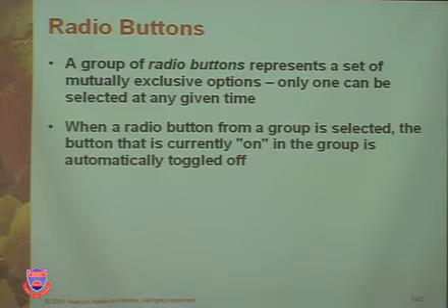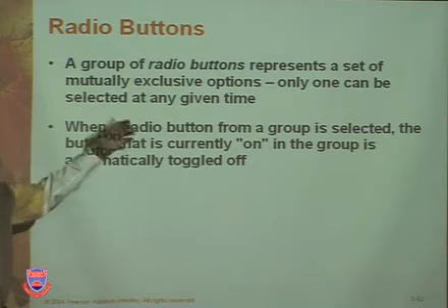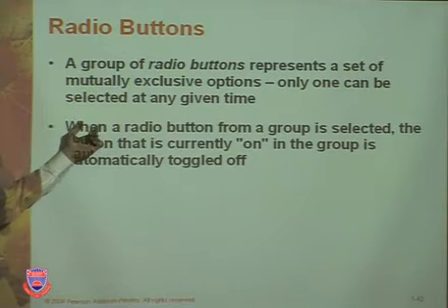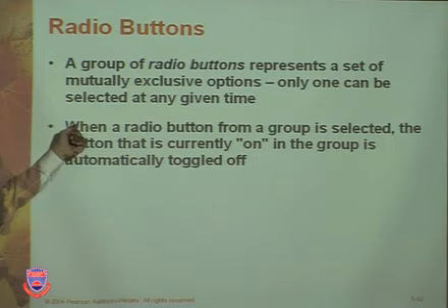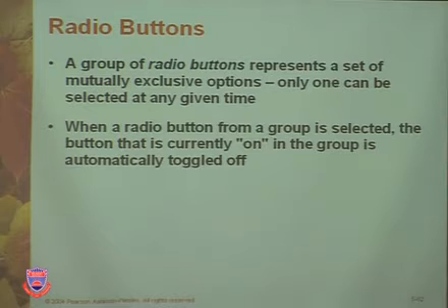Radio buttons. You can use radio buttons to represent a set of mutually exclusive options. What does mutually exclusive mean? You have to select either one of them. They cannot be active at the same time. If one of them is selected, you cannot have the others. So mutually exclusive means that.